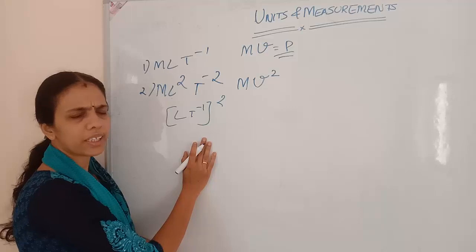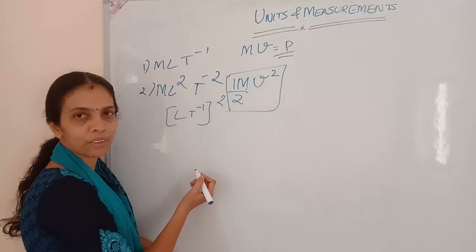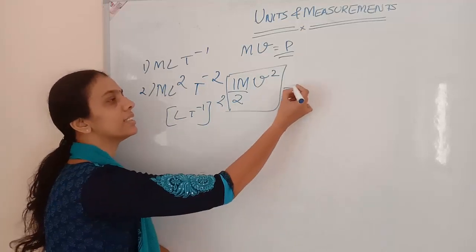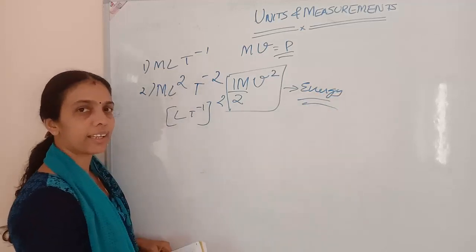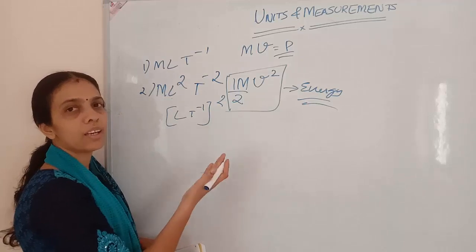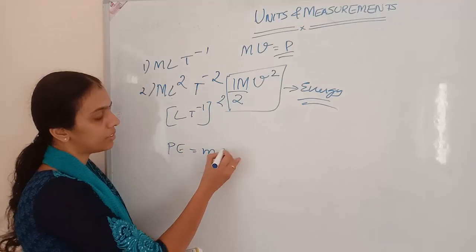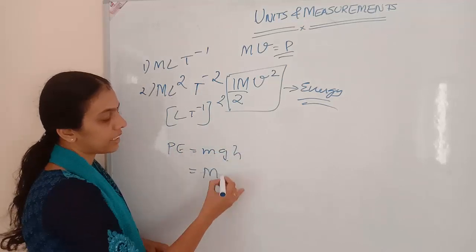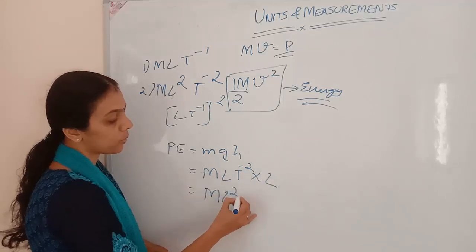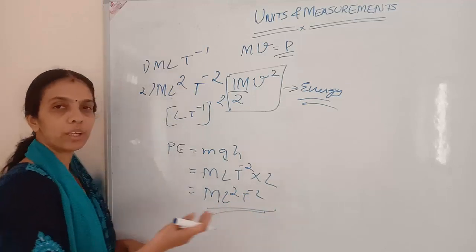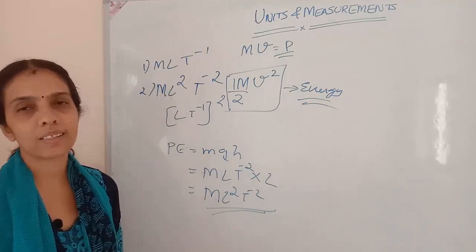mv square, that one equation we don't know, right? But we know the equation half mv square. What is the unit of this one? That is energy, kinetic energy, which I am telling. In any way, if it is potential energy, we know the potential energy formula is mgh. Mass into acceleration due to gravity, which is Lt to the power minus 2, into L. So we will be getting mL square t to the power minus 2. In whichever way you feel while seeing the equation, if you can split it in any one way, you can easily find out.